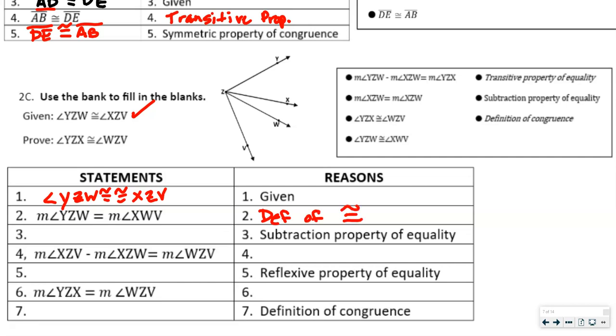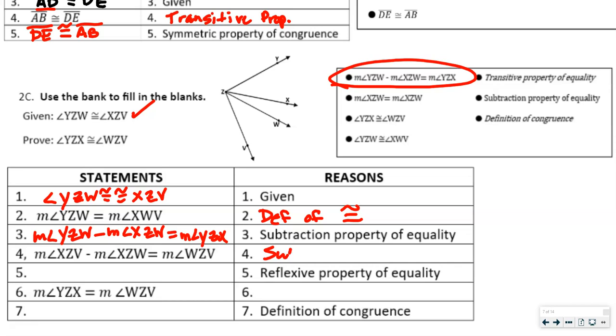Okay. Then we have the subtraction property. So do y'all see this right here? That's the only thing up there that has subtraction, right? So the measure of angle YZW minus the measure of angle XZW is equal to the measure of angle YZX. So that's our subtraction property. And notice step 4 is subtraction property as well, right? Okay, so we've got the definition and the subtraction, right?